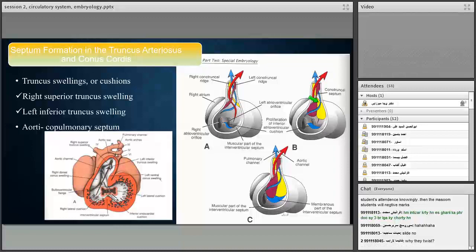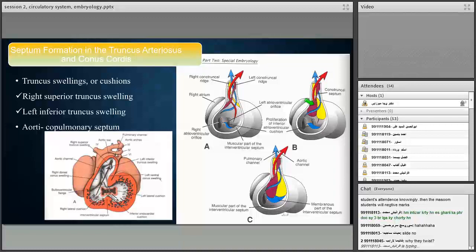They twist because they want to connect the aorta to the left ventricle and the pulmonary trunk to the right ventricle. If they do not twist, this won't happen. So we have the transposition of the big vessels, big arteries. So they are twisting around each other and forming a spiral septum.